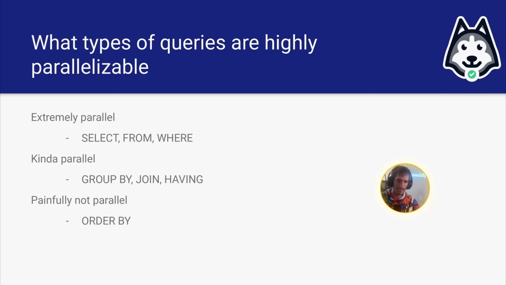So now let's talk about the ones in the middle. Here we have group by, join, and having. Why are these not extremely parallel? The main reason is this: say you have group by, and let's go back to that example where we have a billion rows and a billion machines, with one row on each machine.